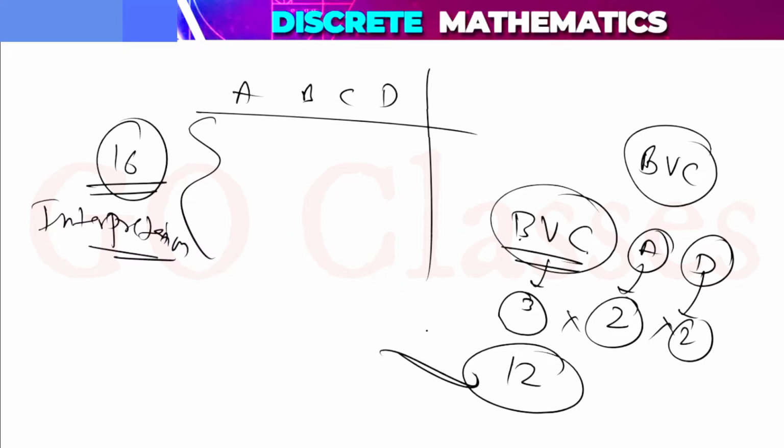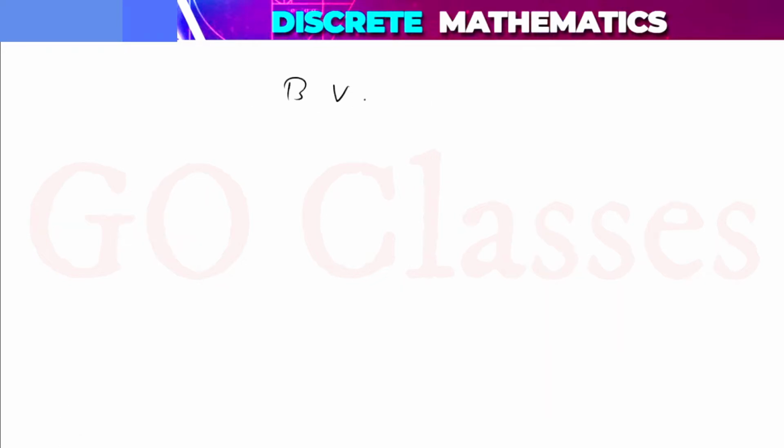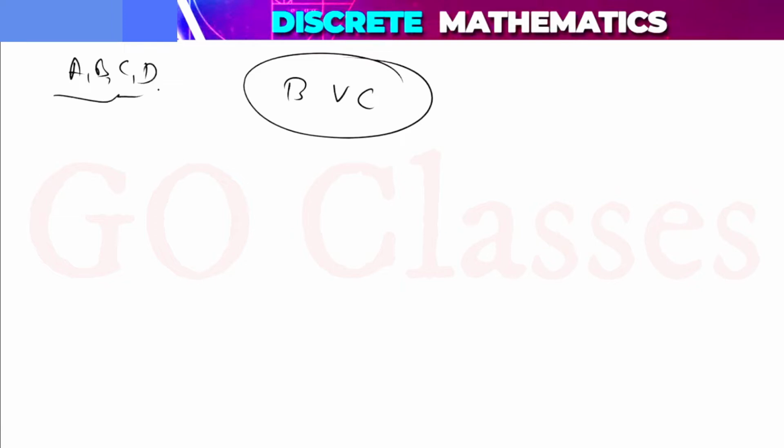Is there a way without truth table? Yes, of course there is a way. This is the way using combinatorics. We have total 4 variables A, B, C, D, and I want to find how many interpretations this will become true. Very easily I can apply the combinatorics.